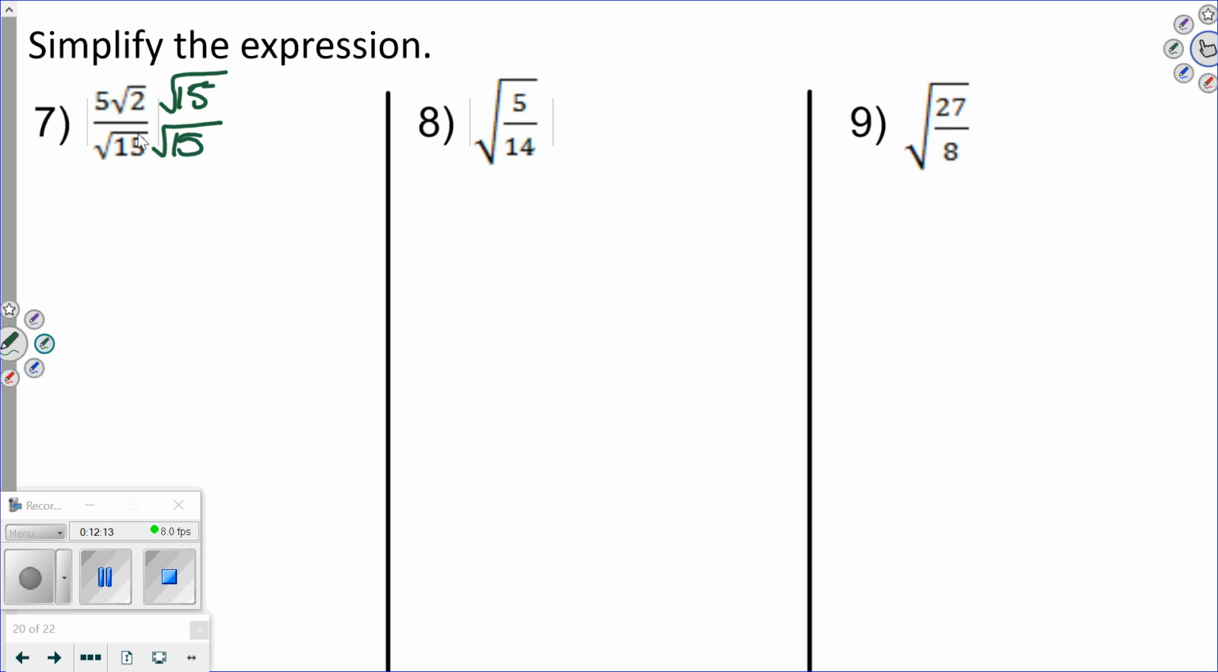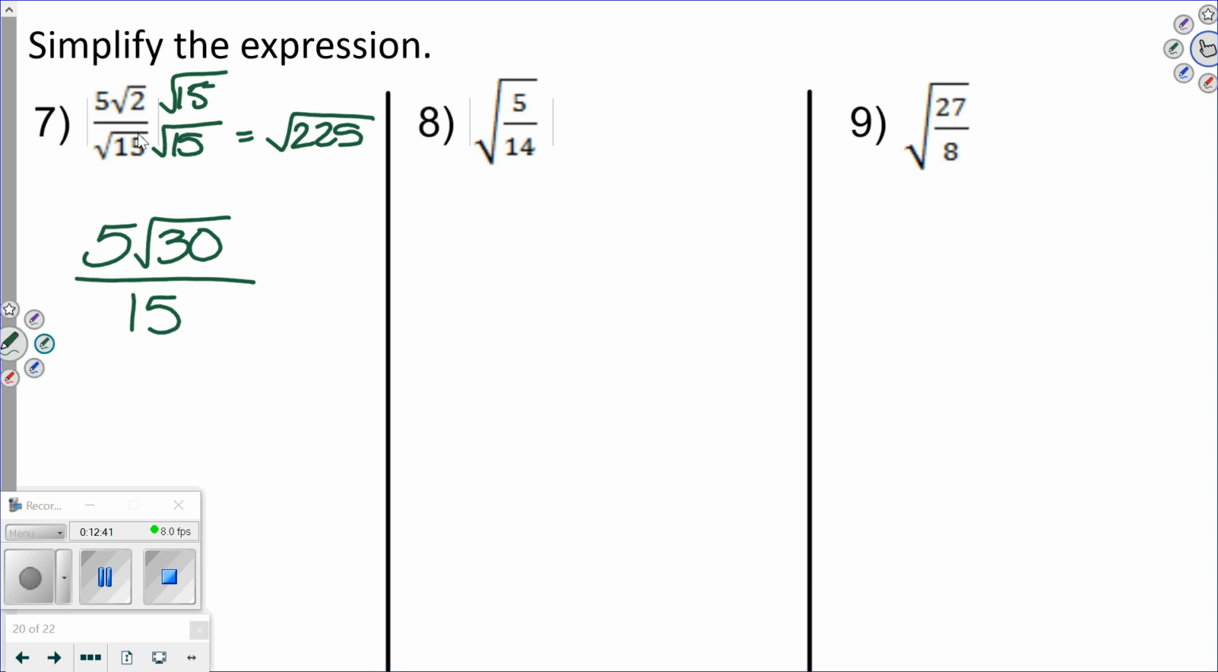All right, so on here, we're going to have 5 radical 2 times radical 15. What's that give me? There you go. And on the bottom, radical 15 times radical 15 is 15. Now, for those of you who are like, what did he just do? That would give you radical 225, and then square root of 225 is 15.